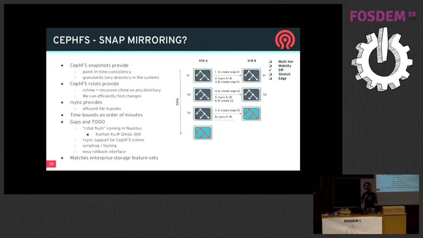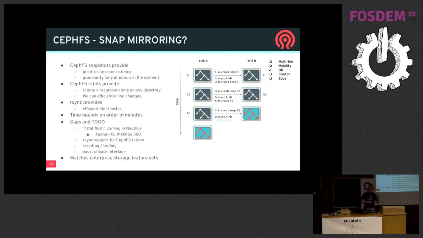This matches pretty closely features that exist in many existing enterprise products with similar names. And it's not that hard to do. So the main missing piece is that we need a flush operation so that we know that the rstat value can be trusted before we start synchronizing stuff, because they're normally lazily updated. There's actually a pull request in flight to do that.